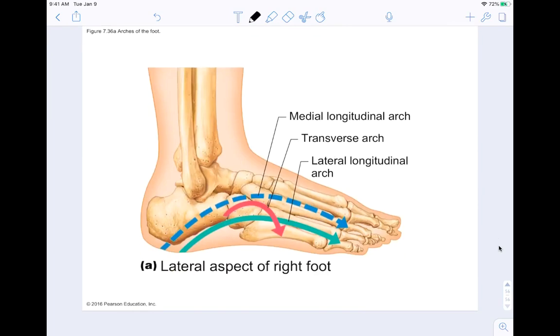So here's the direction that our arches are actually running. Okay, so you have your medial, transverse, and your lateral arches. So this is what's allowing your foot to bear weight. It's kind of like a distribution of weight between like the ball of your foot and your heel.